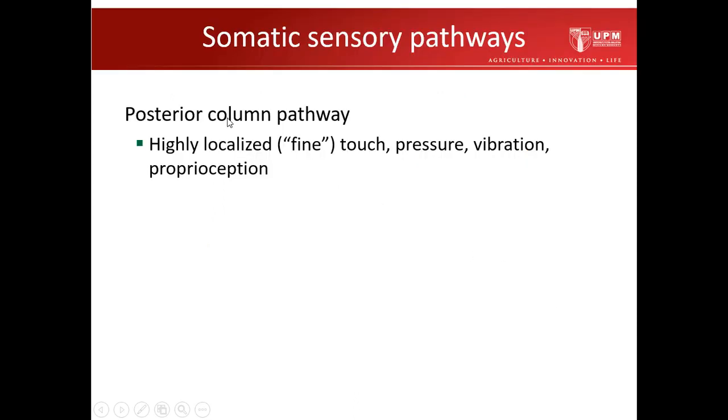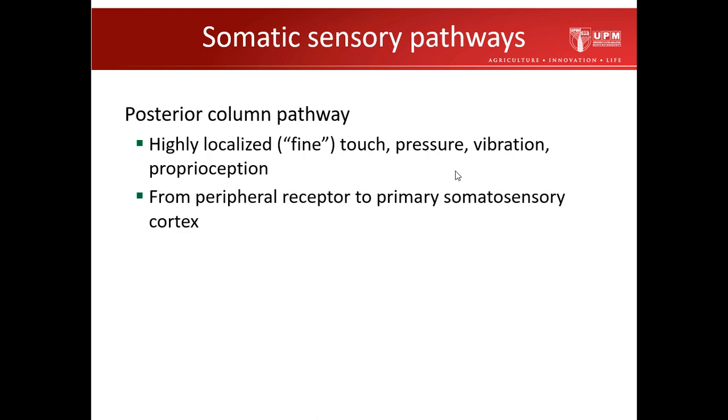The second one is the posterior column pathway. This pathway carries sensations of highly localized touch, pressure, vibrations, and proprioception. This pathway starts from the peripheral receptor and goes to the primary somatosensory cortex.